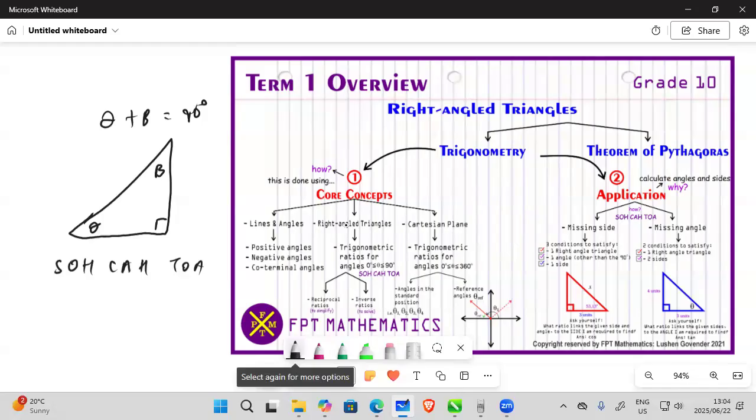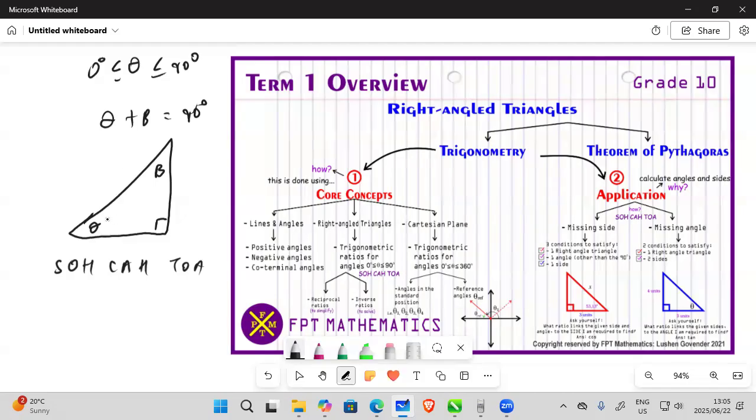Then we talk about right angle triangles. Under right angle triangles, we have trigonometric ratios that we need to remember, and the way we remember them is SOHCAHTOA. The only limitation is that we can only use SOHCAHTOA when we're working with right angle triangles for acute angles, so angles between 0 degrees and 90 degrees. So if I want to measure an angle that is bigger than 90, like 135, I can't do it using the right angle triangle itself.